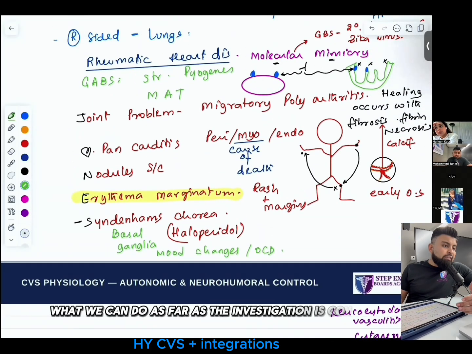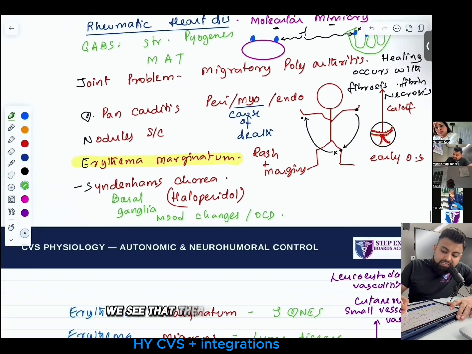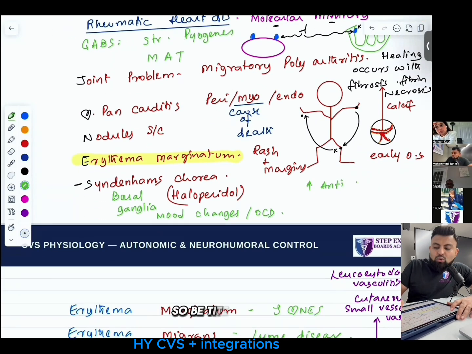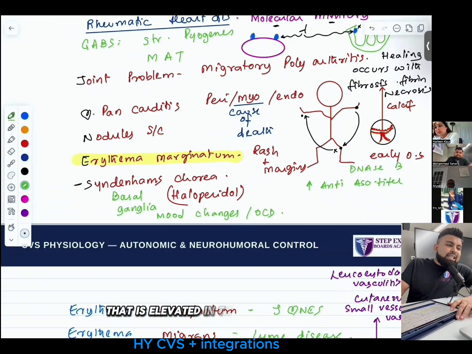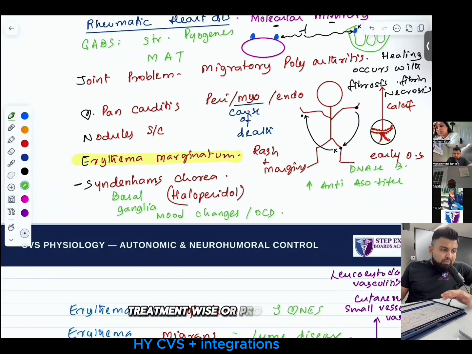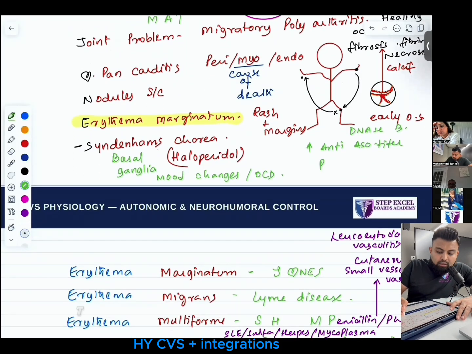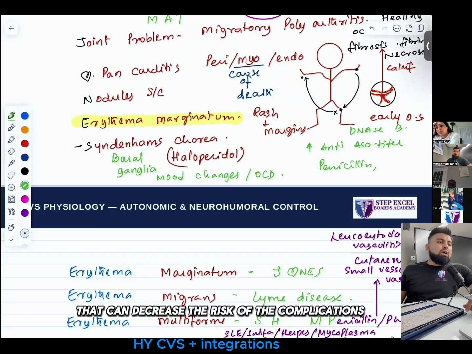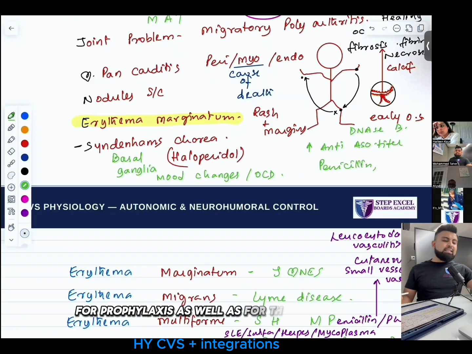What we can do as far as the investigation is concerned, we see an elevated anti-streptolysin O or anti-DNase B titer, right? That is elevated in these patients. Please remember that treatment-wise or for prophylaxis, we can give them penicillin beforehand. That can decrease the risk of the complications. Penicillin for prophylaxis as well as for the management.